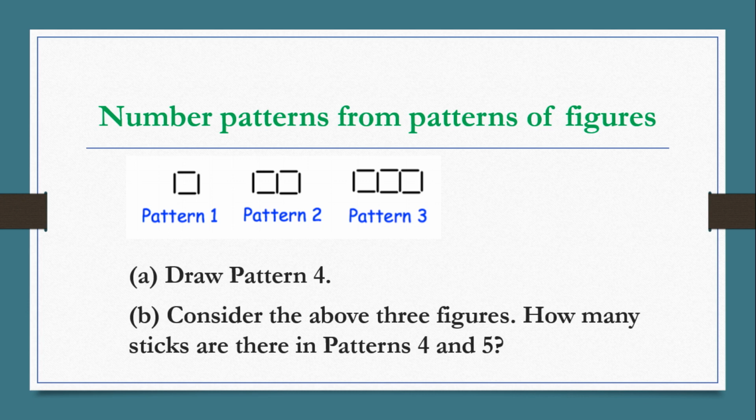You can see 3 different diagrams, pattern 1, pattern 2, pattern 3. In the first part, you are asked to draw pattern 4, and in the second part, consider the above 3 figures. How many sticks are there in patterns 4 and 5? So what can you observe from the 3 given patterns? Pattern 1 has 1 square, pattern 2 has 2 squares, pattern 3 has 3 squares.